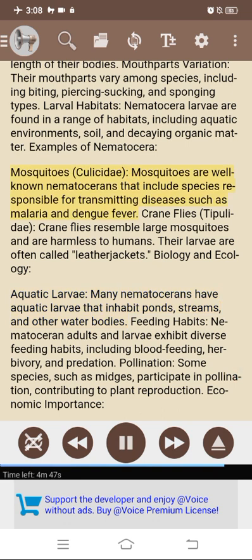Mosquitoes are well-known nematodes that include species responsible for transmitting diseases such as malaria and dengue fever. Crane flies resemble large mosquitoes and are harmless to humans. Their larvae are often called leatherjackets. Biology and ecology. Aquatic larvae.